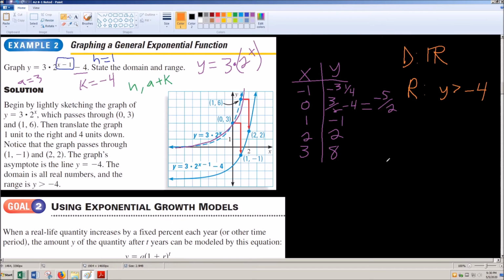Let's write the asymptote here. The asymptote is going to be y equals negative 4. When we're writing the asymptote, it is an equation. It's y equals some number, so don't just write negative 4.